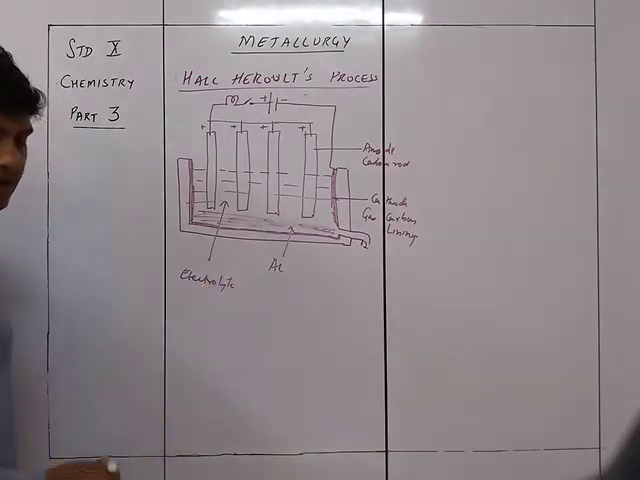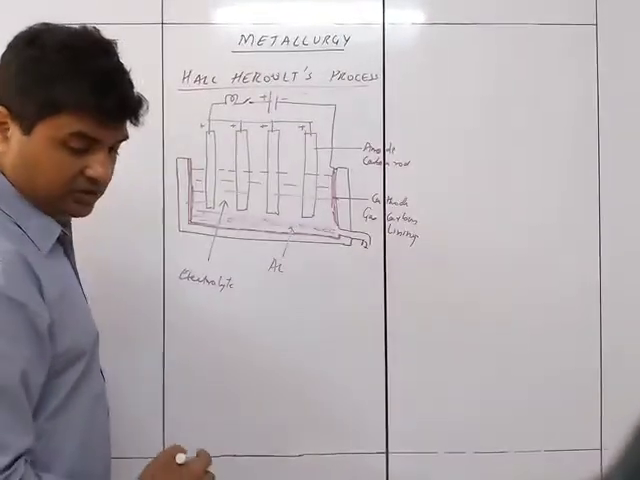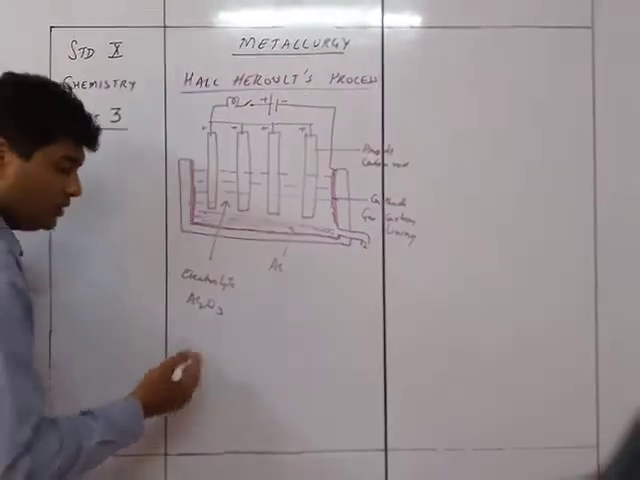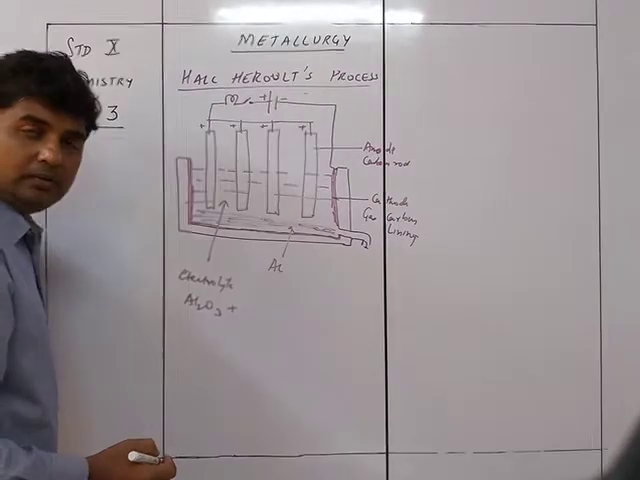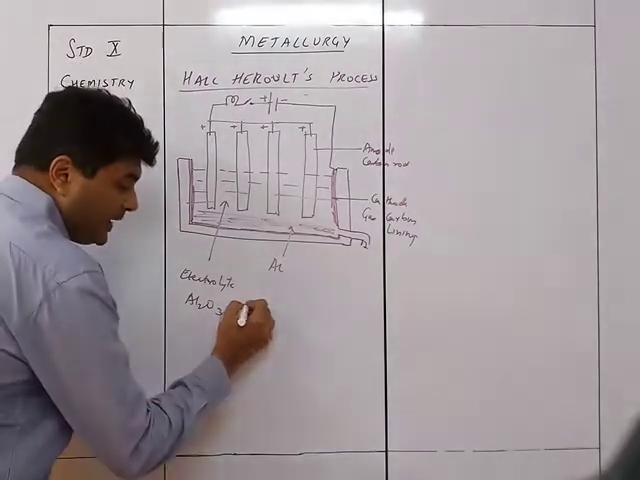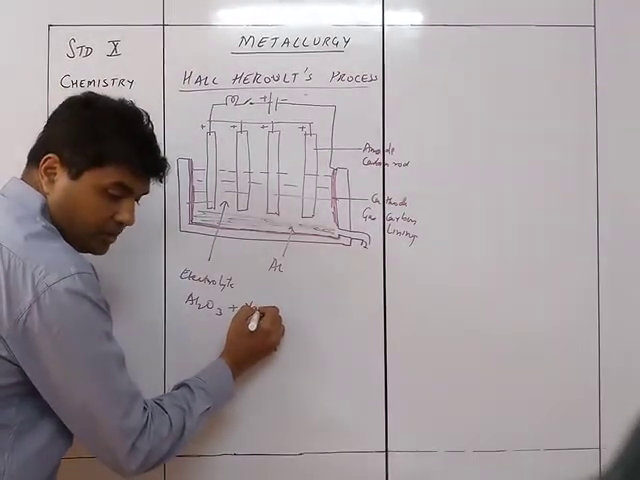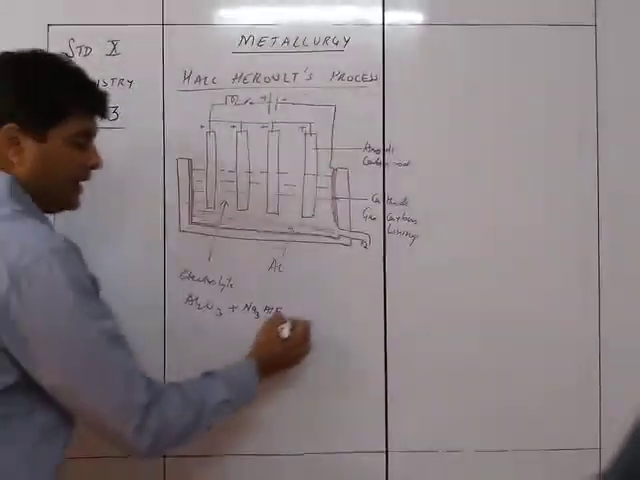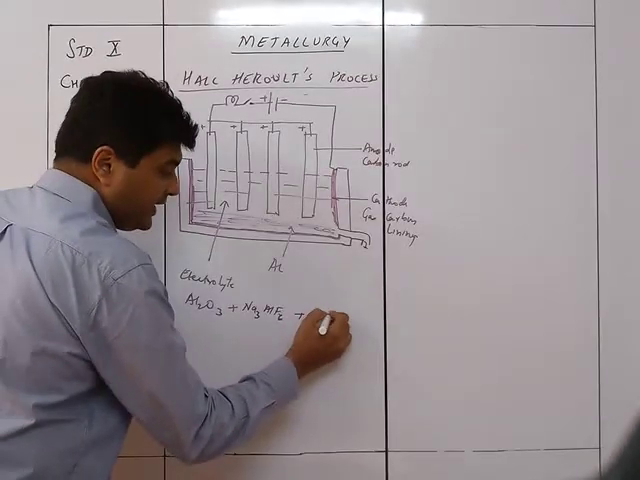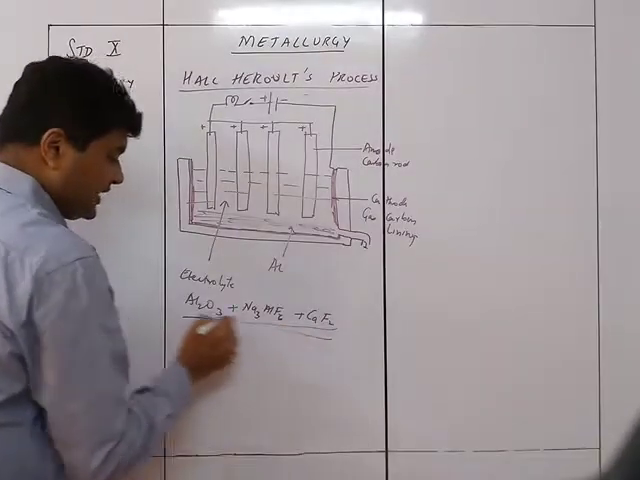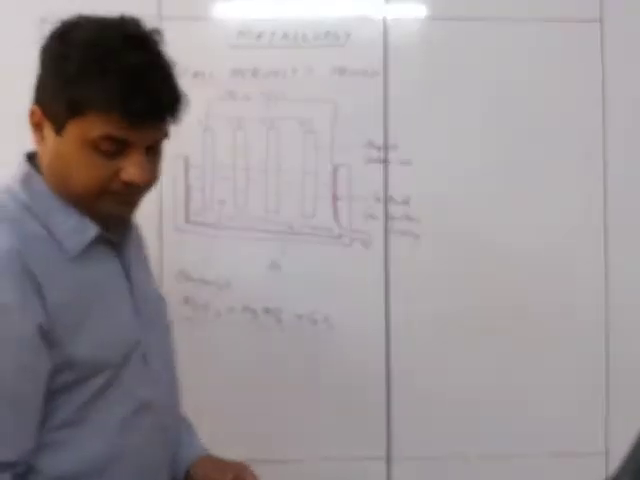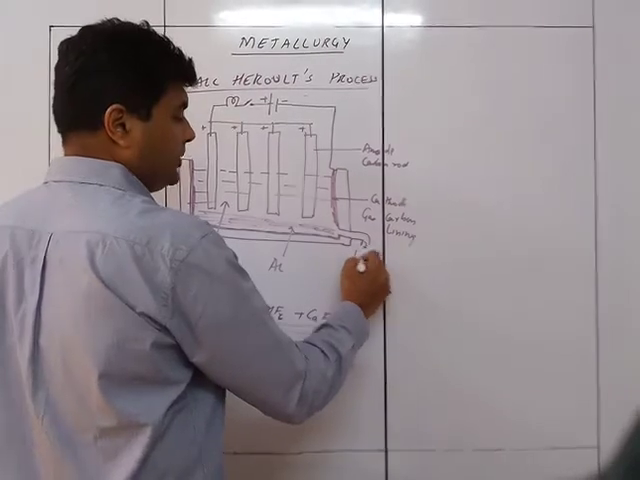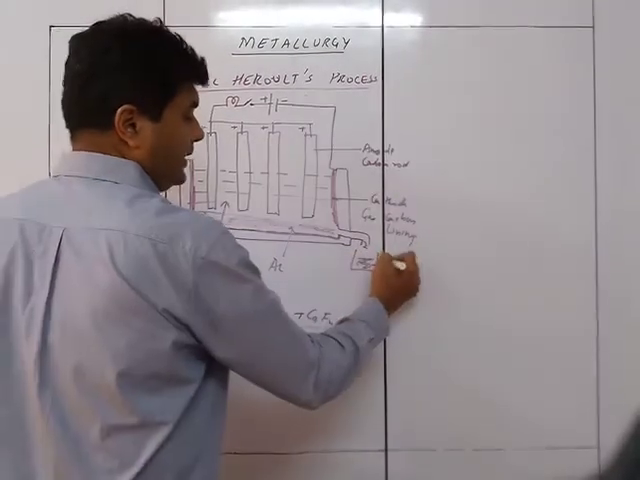Now the electrolyte will be a combination of three things. The three things which are there: Al2O3, our own hero, Al2O3 alumina, pure alumina, plus Na3AlF6, that is cryolite, and then fluorspar, CaF2. These are the three things which are used as an electrolyte. What you're going to get over here is molten aluminum. So this is Al, molten Al.